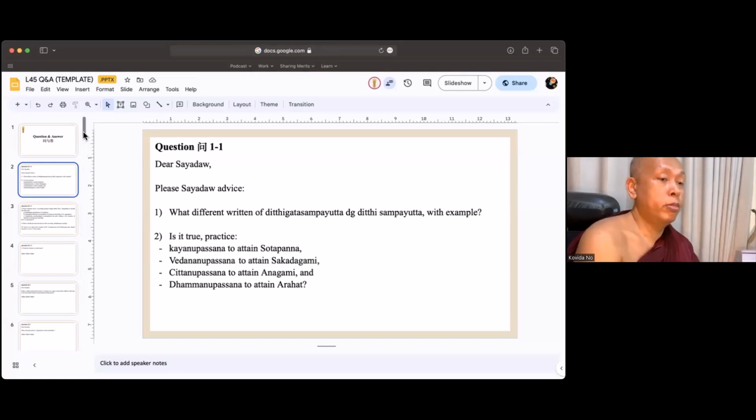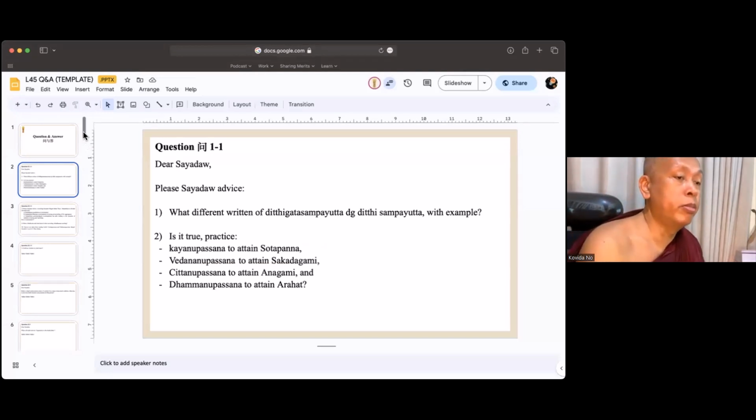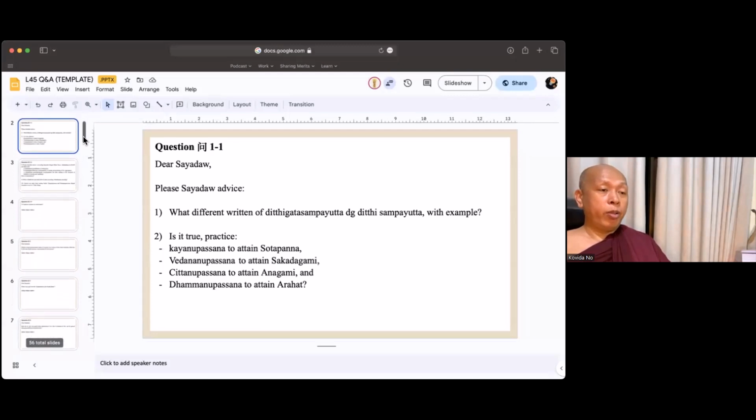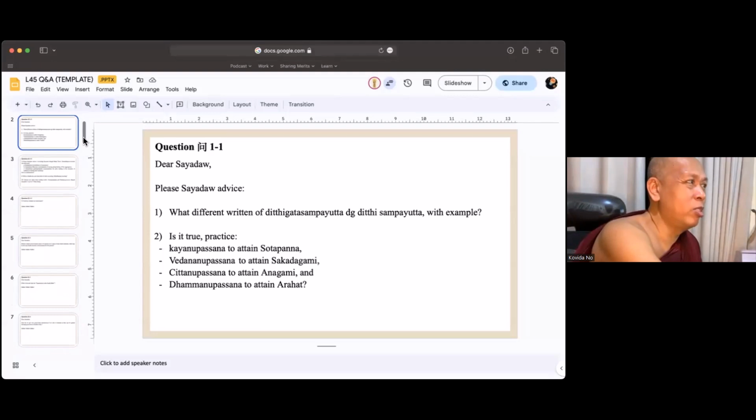Question 1. Please advise what is the difference between Ditthigata Sampayutta and Ditthi Sampayutta, with example. Okay, the second question: is it true to practice Kayanupassana to attain Sotapanna, Vedananupassana to attain Sakadagami, Cittanupassana to attain Anagami, and Dhammanupassana to attain Arahant? This is straight, right? Okay.